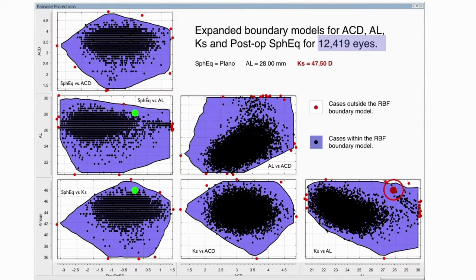Not common. Previously, this would have been an out-of-bounds calculation, but we've expanded the model with more eyes, and now it's in bounds. And then a short anterior chamber depth. This, again, is a very strange eye. Would have been out of bounds. Now it's in bounds.